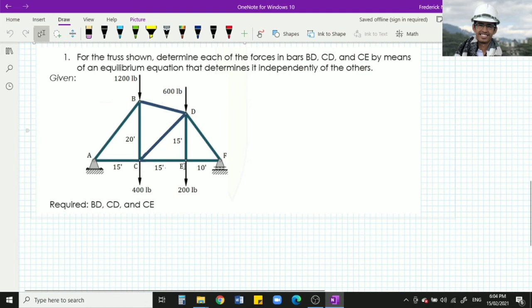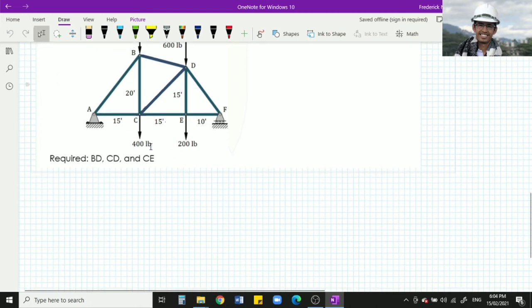So, we will use yung ating method of section. Okay? So, kapag sa method of section, diretsong makukuha na natin yung forces ng BD, CE, and CD without getting yung forces ng AB. Okay? Without using the method of joints. Okay? So, let us solve it.